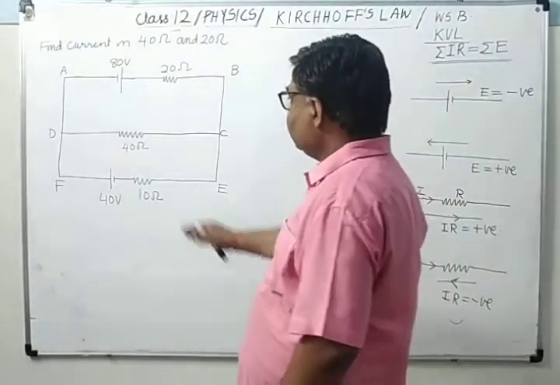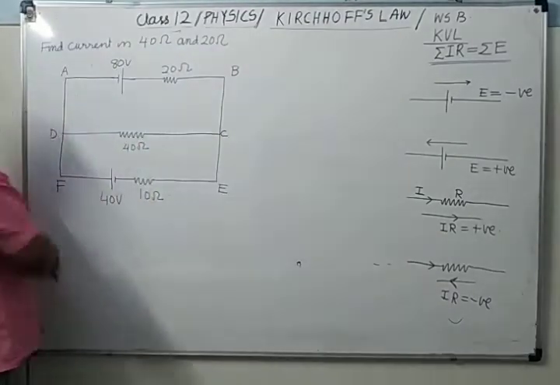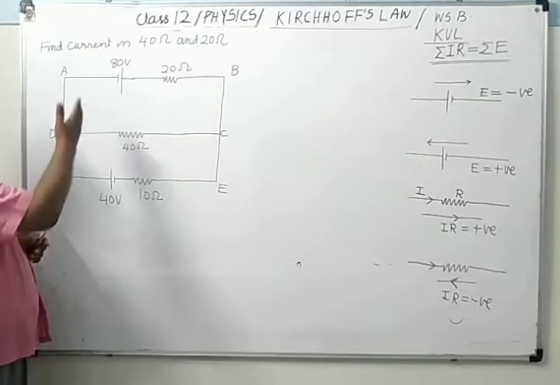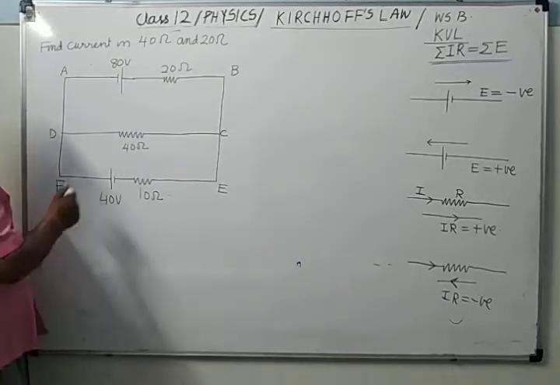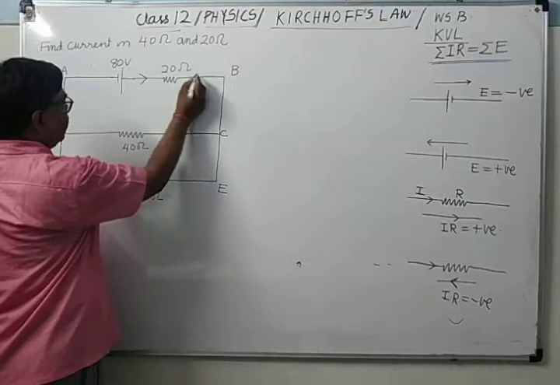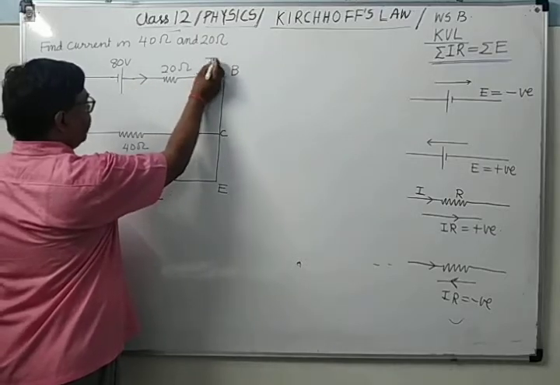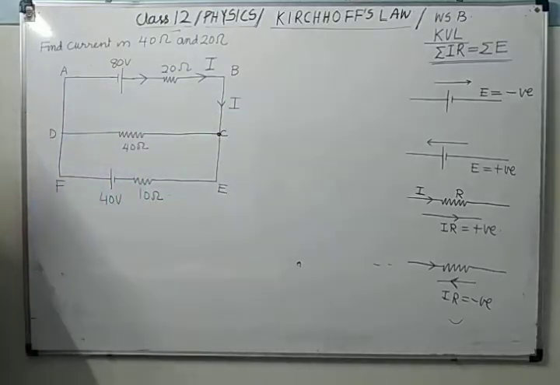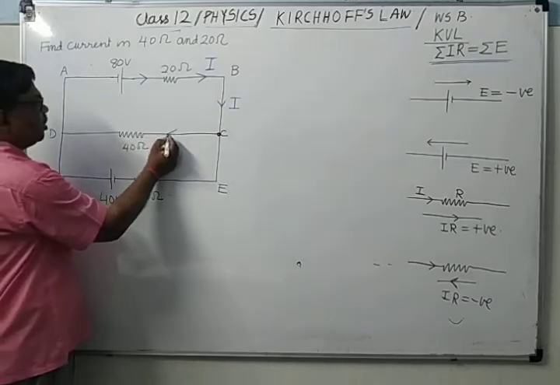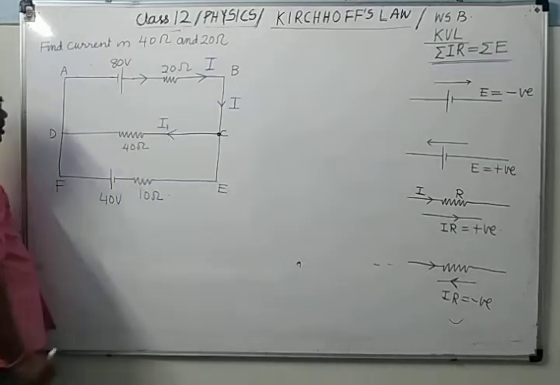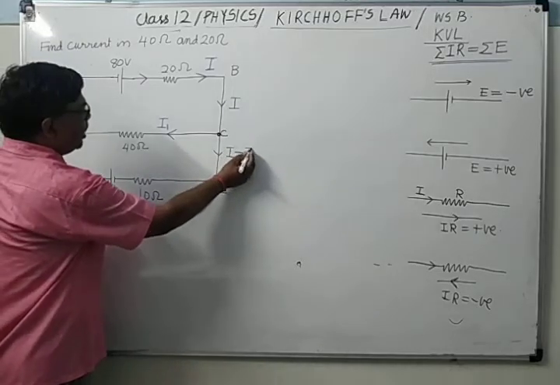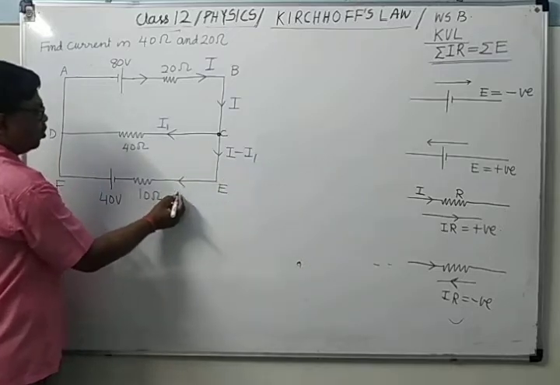So see here, this is the setup and you have to determine the current through 40 ohm and 20 ohm. Though there are two cells, we will not take two currents, we will take only one current. Since it is a bigger voltage, suppose the current which comes out from here is I. When it reaches point C, some current will flow through this. Suppose the current flowing through the 40 ohm is I1. So what will be the remaining current? I minus I1.